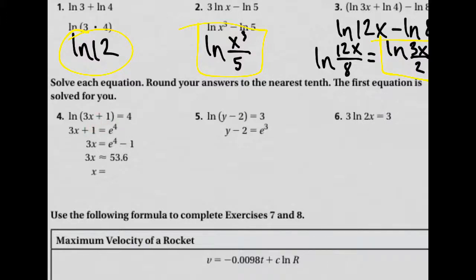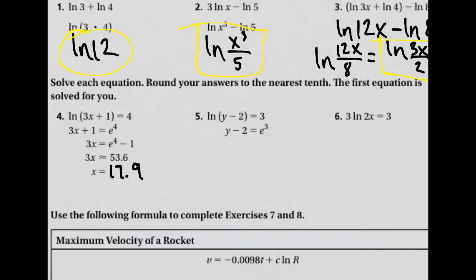This 1 came over to this side. And then using a calculator, e to the 4th minus 1 is 53.6. And then finally, in order to solve this, all you've got to do is divide by 3. So 53.6 divided by 3, again on the calculator, gives you 17.9. And that's the final answer.